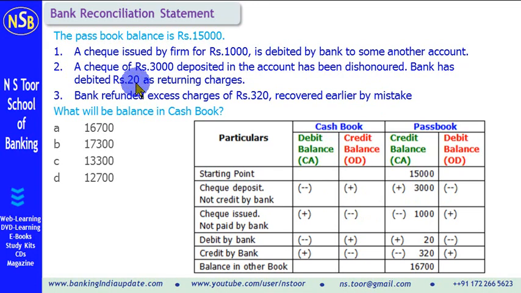Then bank debited rupees 20 as returning charges. So this also has to be adjusted. So debit by bank. So bank debited party's account. So we write it here. And then credit by bank. So it is refund of excess charges. So it is credit by bank. So we are writing it here.